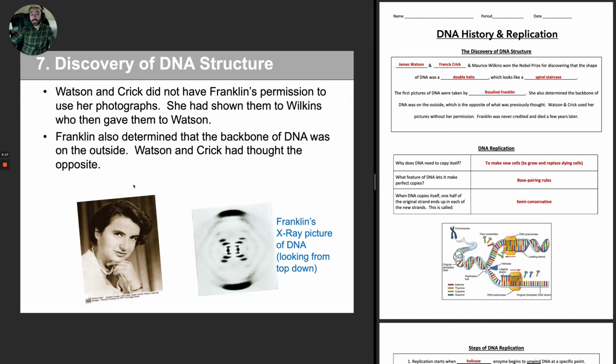So Franklin is actually also the one who determined that the backbone of DNA was on the outside. Now, to us, we go, oh, obviously it is, but we've also always been alive when the structure of DNA has been known. At the time, it wasn't. And so they were unsure, and Watson and Crick had actually thought the opposite. So Franklin had been the one to suggest to them that it was on the outside to begin with.